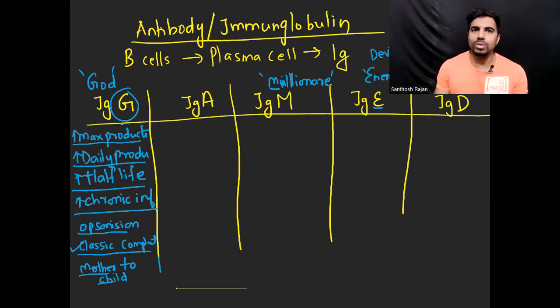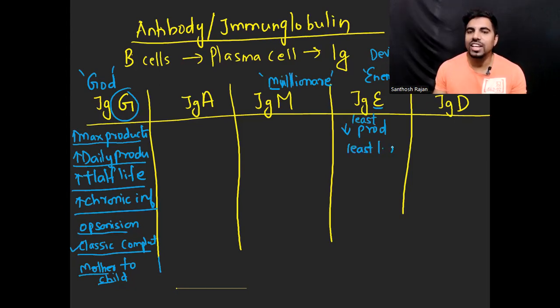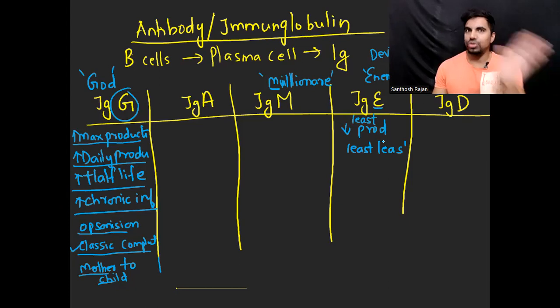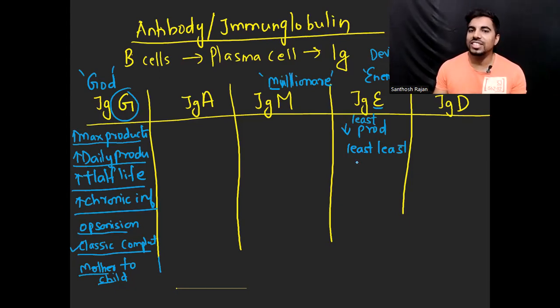Now, because we have talked about G, let's talk about the devil. Opposite, no? Opposite of God is the devil. So enemy, so enemy is what? Least production. Less production, I'll write least. Least production. Least half-life. Everything is least, because this is the devil. It should be opposite to God. So everything is least. Least production. Least half-life. Half-life is already low. Everything is half-off.